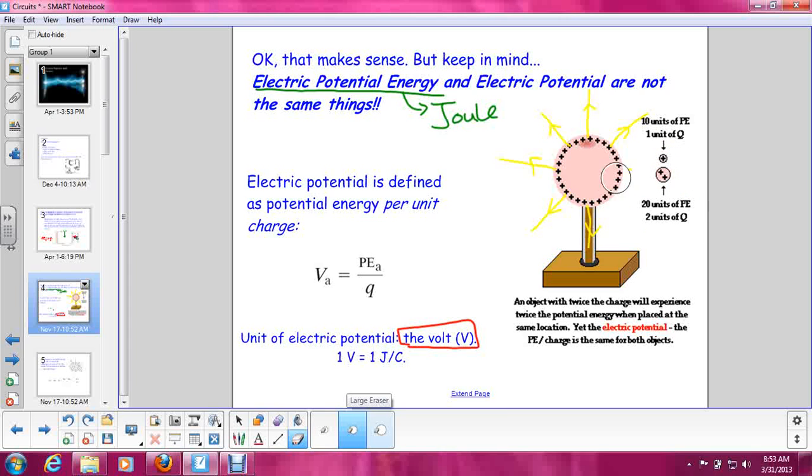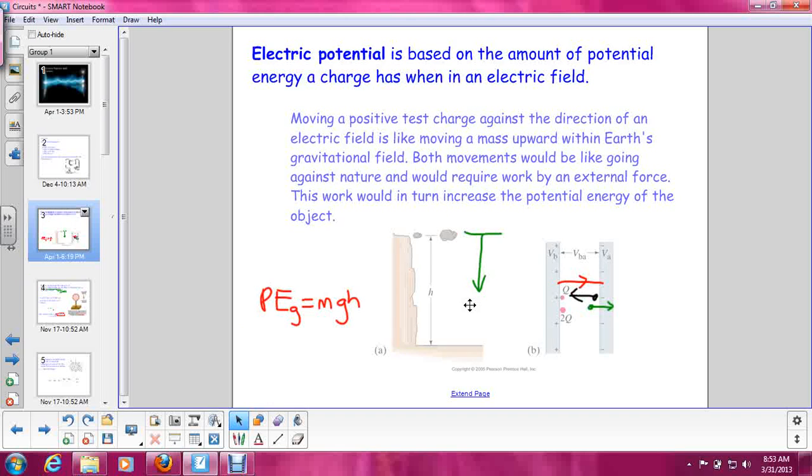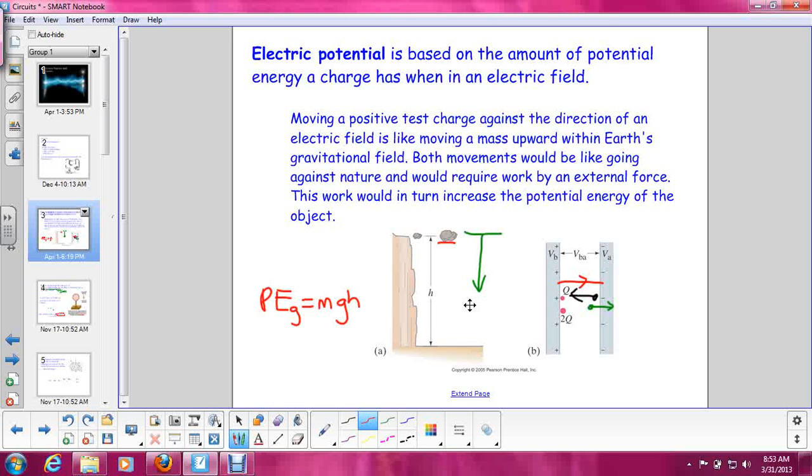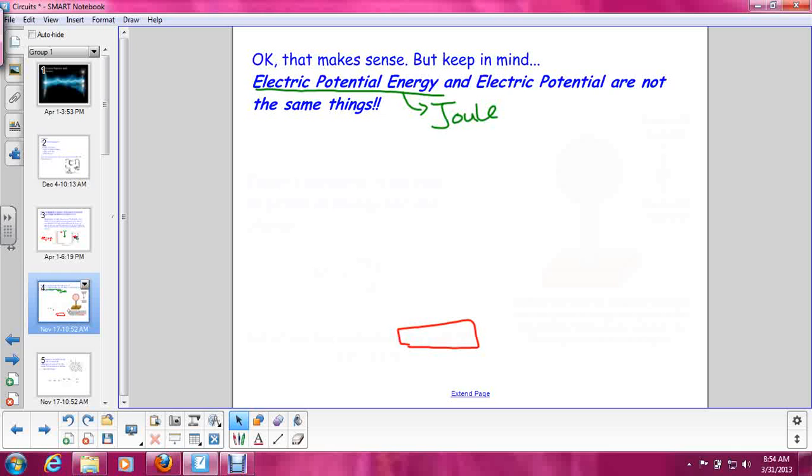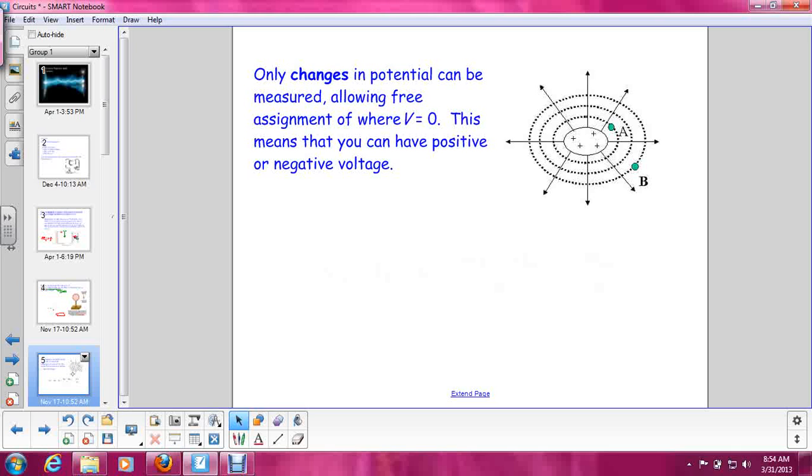It's like picking up a really big rock off the ground and talking about gravitational potential energy. So the bigger the rock we have here, the more gravitational potential energy it has. But if we could ignore mass here, if we could take that out of the equation, like we can do for charges, you would find that the potential is the same. Hopefully that makes sense. If it doesn't make sense, ask me or ask Mr. Munson to help clarify. It's a very subtle point, but it's important for you to know that they're different things.